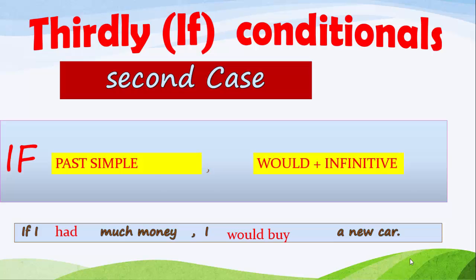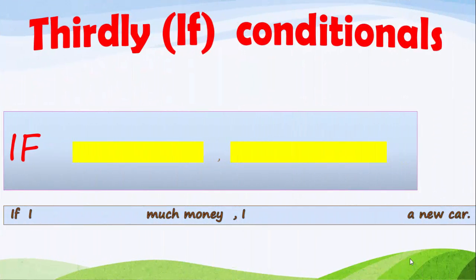If you look at the sentence, the verb had is in the past simple, and when I have a past simple verb, this is the second case. The second part of the sentence must be would plus the infinitive. If I had much money, I would buy a new car. So what's the difference between this case and the third case?